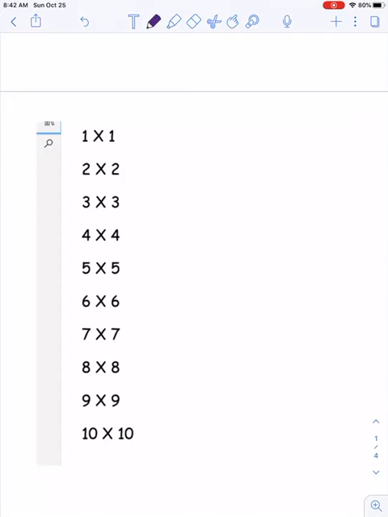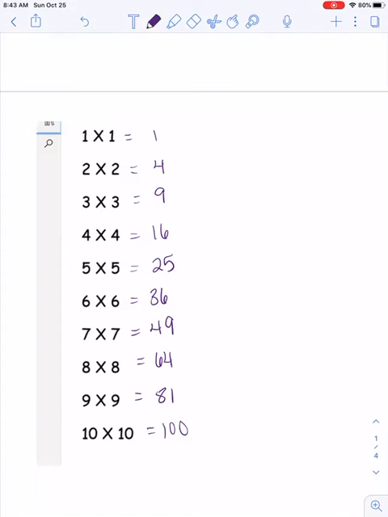So like I said, a perfect square needs the number times itself. So 1 times 1 equals 1. That would be a perfect square. 2 times 2 would be 4. 3 times 3, 9. 4 times 4, 16. 5 times 5, 25. 6 times 6, 36. 7 times 7, 49. 8 times 8, 64. 9 times 9, 81, and 100.